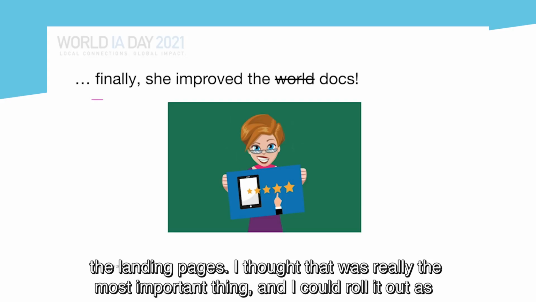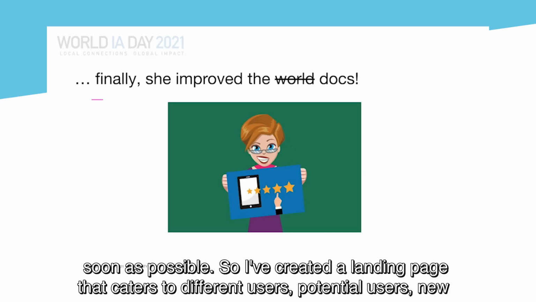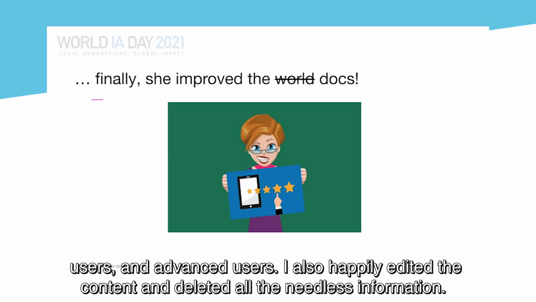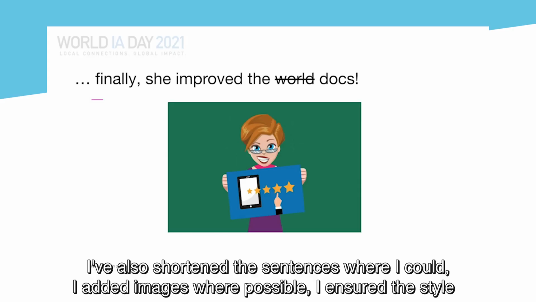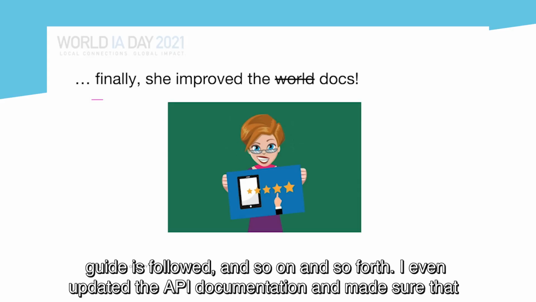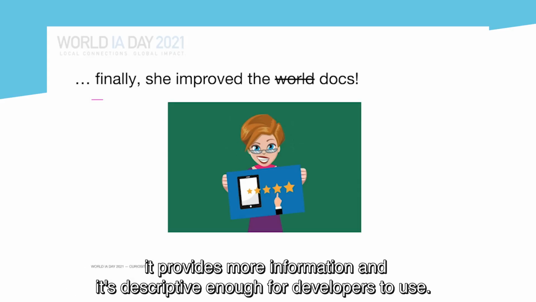I started actually with the landing pages. I thought that was really the most important thing, and I could roll it out as soon as possible. So I've created a landing page that caters to different users: potential users, new users, and advanced users. I also happily edited the content and deleted all the needless information. I've also shortened the sentences where I could. I added images where possible. I ensured the style guide is followed, and so on and so forth. I even updated the API documentation and made sure that it provides more information and it's descriptive enough for developers to use.